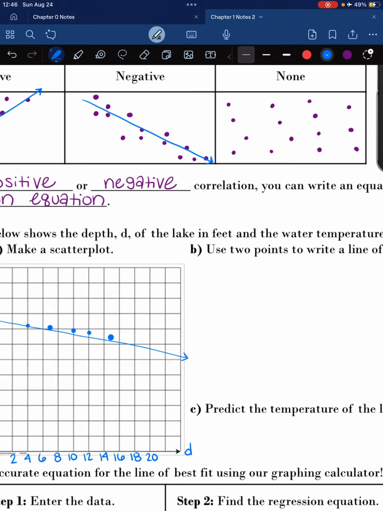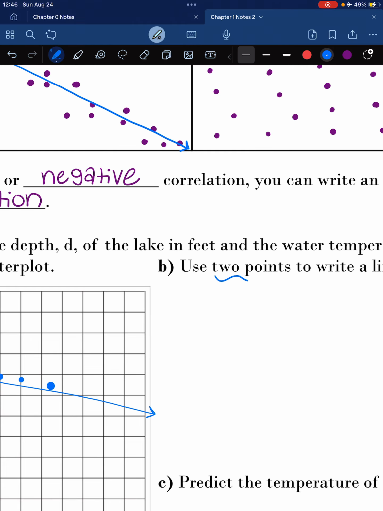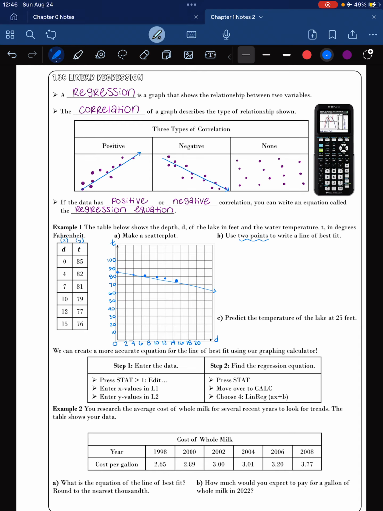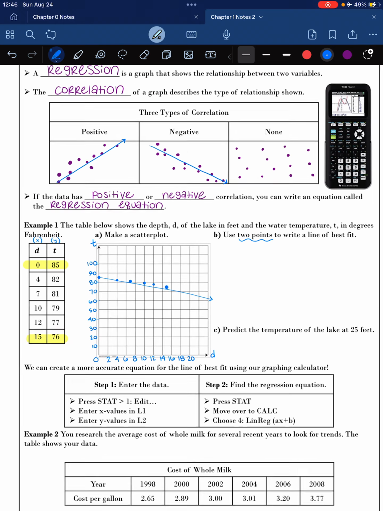Okay, and in order to do this by hand, we just need to pick any 2 points to write a line of best fit, okay? This isn't going to be perfect, especially because we might end up with different equations if we choose different points, since the data doesn't perfectly line up. But I'm going to go ahead and just choose the first point and the last point. Let's choose these two and write a line of best fit that goes through those.